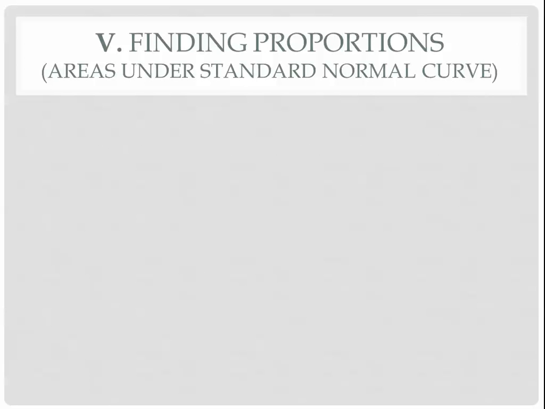So moving on to how to do this under the standard normal curve, I want you to pause the video and look on the normal table and figure out what the area is to the left of 1.75.